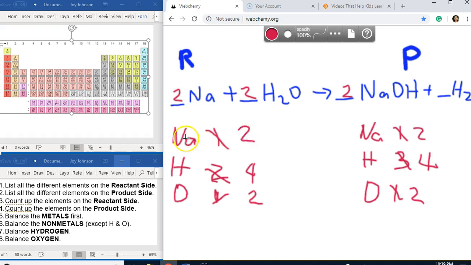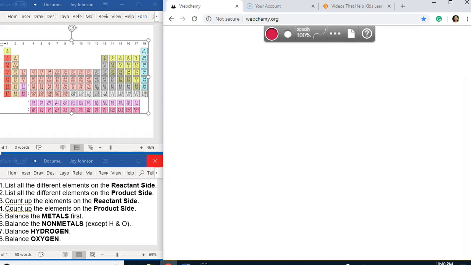Now let's check all of the numbers to make sure that they're all balanced. Our Na on the reactant side is 2, and the product side is 2, so this is balanced. Hydrogen on the reactant side is 4, and on the product side is 4, so this is balanced. Oxygen is 2 on the reactant side and also 2 on the product side, so this is balanced. So now the whole equation is balanced. Okay, so let's try.